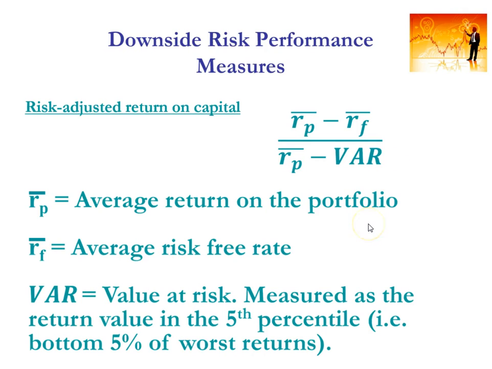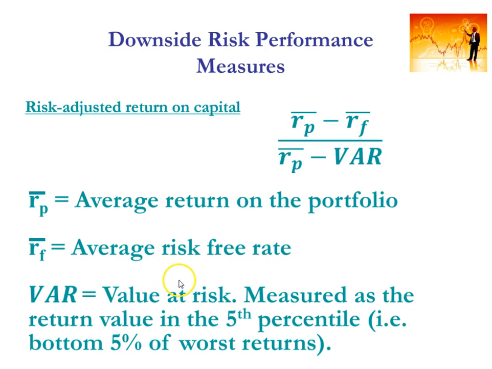An alternative way to look at a measure of downside risk is to look at the value at risk. And the value at risk gives us the measure of the observation that we get in the worst nth percent of occasions. Often what we look at is the 5% VAR, which is the return value in the 5th percentile, or the bottom 5% of returns.